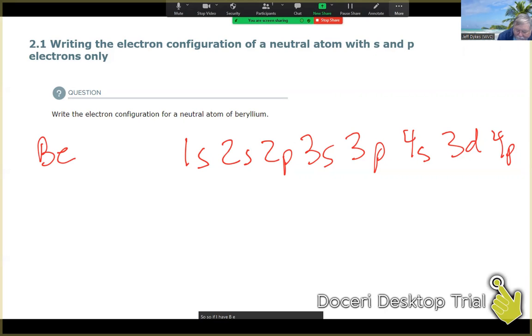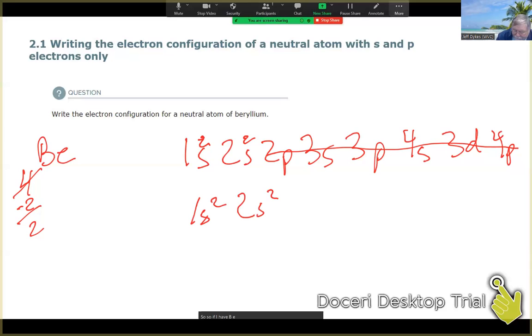And so the 1s, we have 4 electrons. So we're going to put 2 electrons in it. And then we have 2 electrons left, and then we're going to put 2 in that. So the p is not going to be used, so we could actually scratch those out. So the electron configuration for beryllium is 1s2, 2s2.